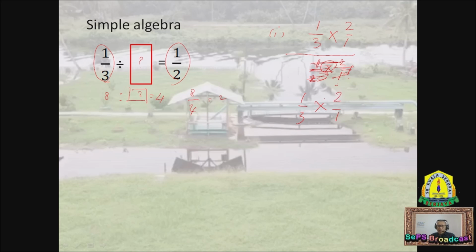For this one it's very simple. You multiply the numerator with the numerator, and the denominator with the denominator. So 1 times 2 equals 2, and then 3 times 1 equals 3. So your answer is 2 over 3. You can write it down in the blank now. That is how you do your working.